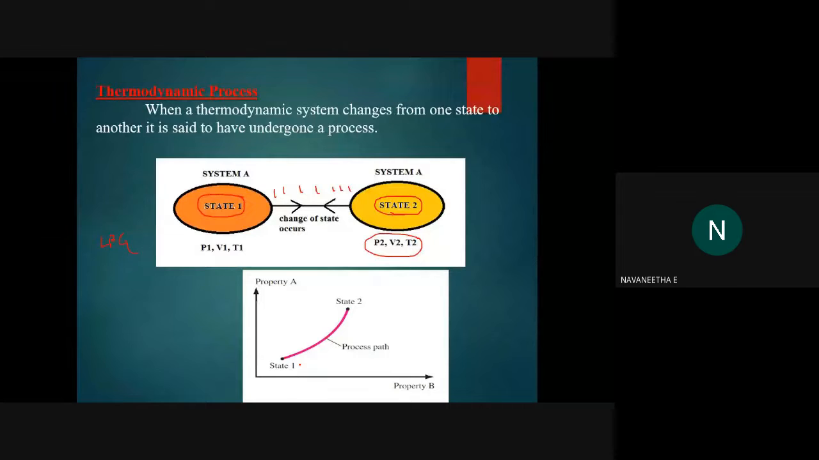Okay, is it clear? Yes. You can draw this figure. Okay. Thermodynamic process.